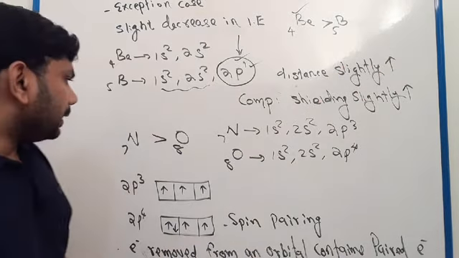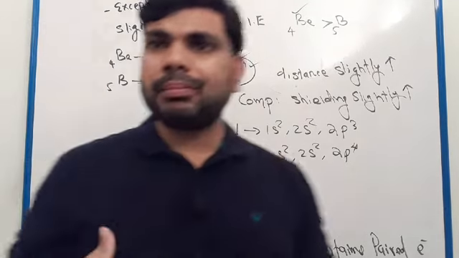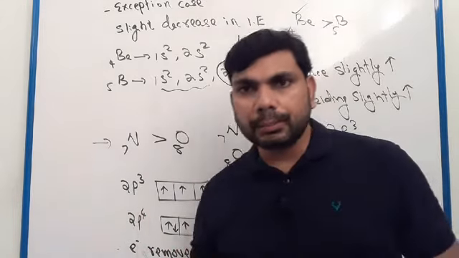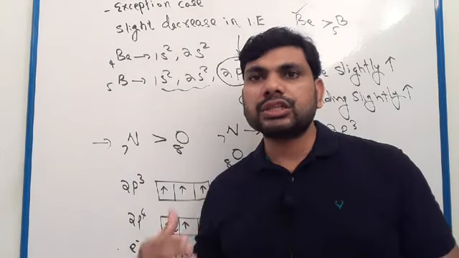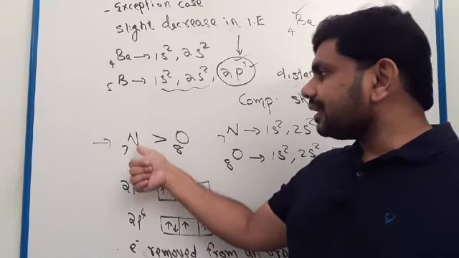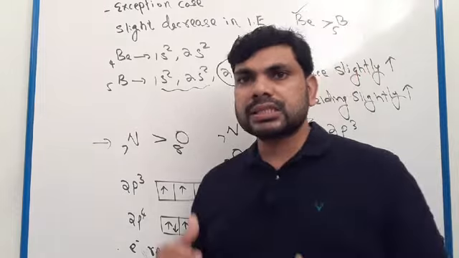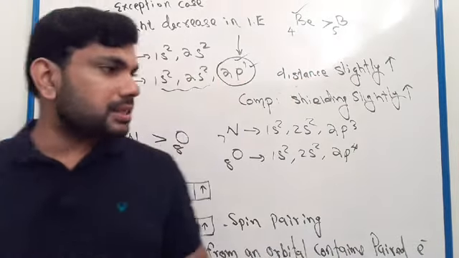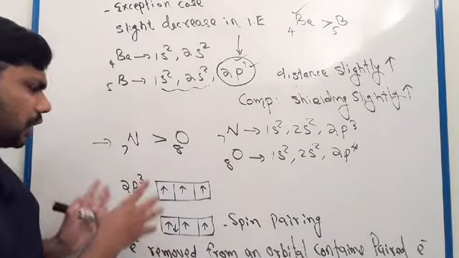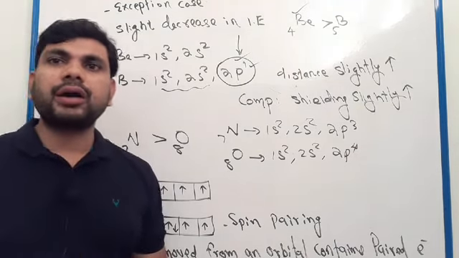Clear? Here is another exception case, nitrogen and oxygen, same observation we can see here. Nitrogen atomic number 7, oxygen atomic number 8. Nitrogen has fewer protons, yet its ionization energy is higher than oxygen. We cannot explain this with the same reason, here it is a different reason. We can explain this based on their subshell electronic configuration.